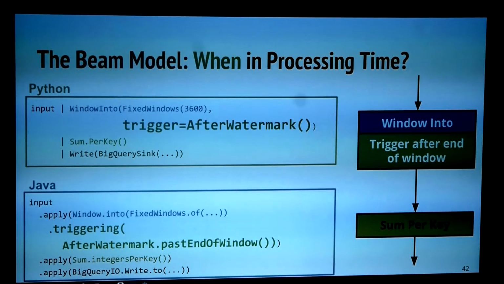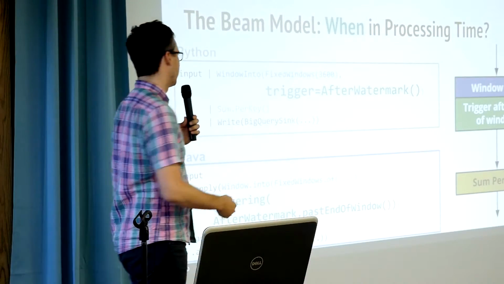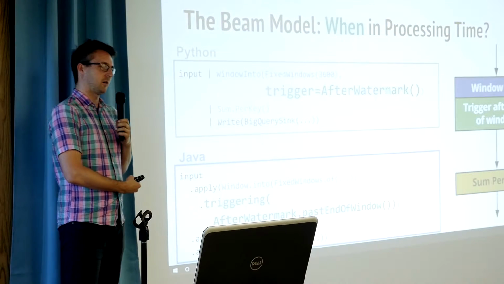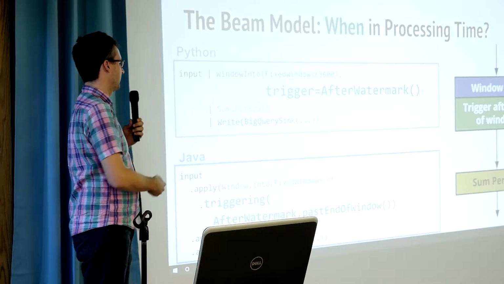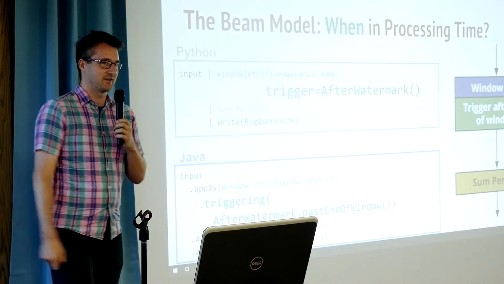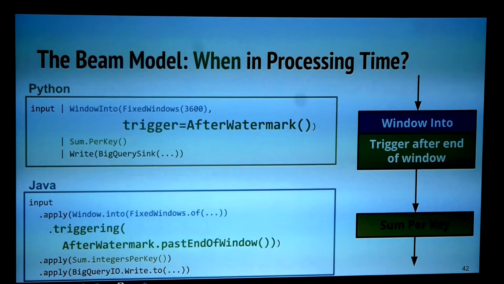Triggers are user-written expressions that govern when output is permitted to be created. The trigger that would correspond to outputting when the watermark says you've got all the data is the AfterWatermark trigger in Python, which in Java is spelled AfterWatermark.pastEndOfWindow. And this says just once we think we have all the data, output it.